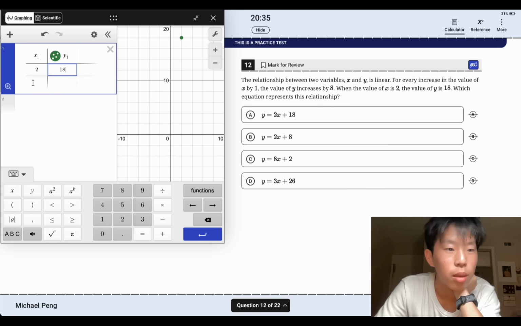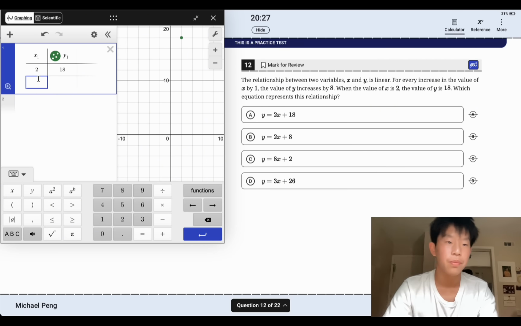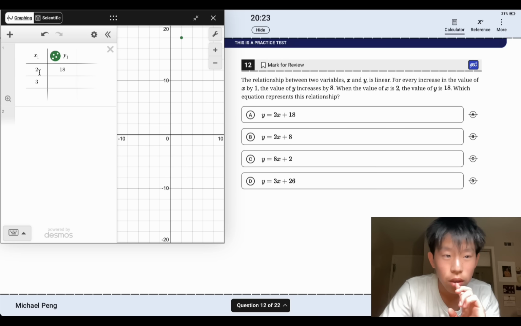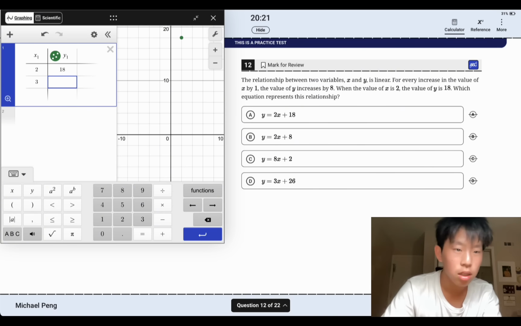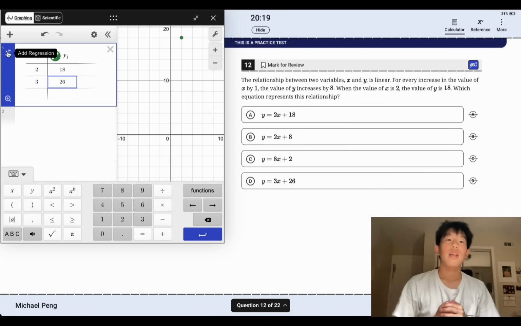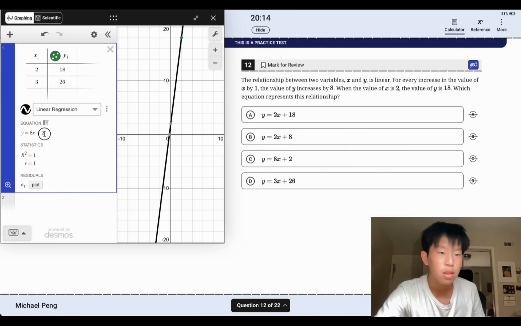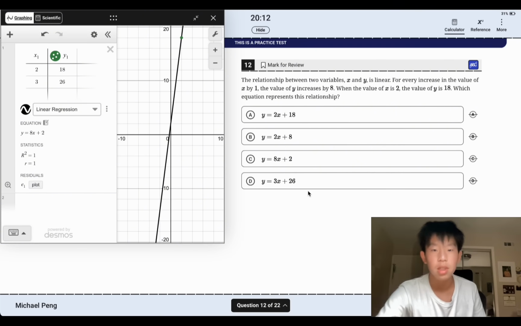Well, we need one more data point. And how do we get one more data point? It says when you increase x by 1, so let's increase x by 1. So when you make 2 into 3, the value of y increases by 8. So let's increase 18 by 8. So that's 26. And now, boom, the regression makes our life so much easier. You click the button, and then it gives us the answer, which is 8x plus 2, which is C.